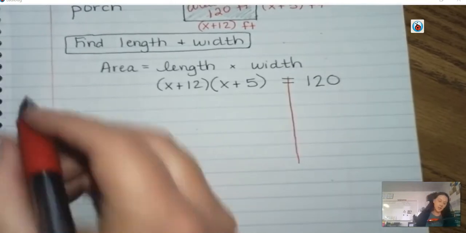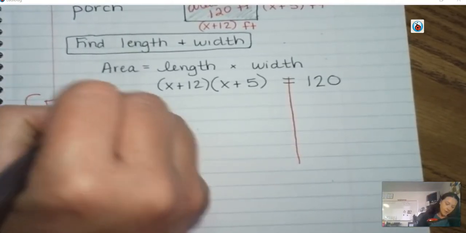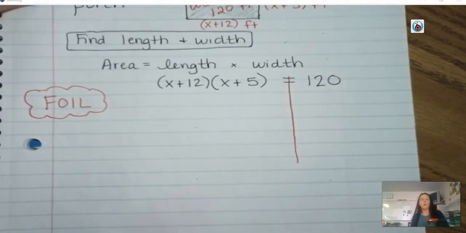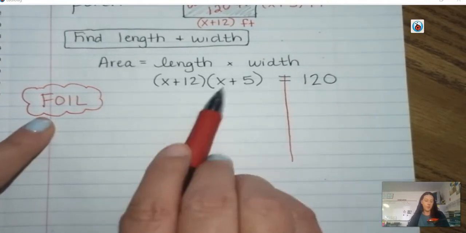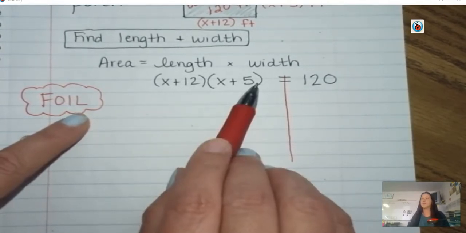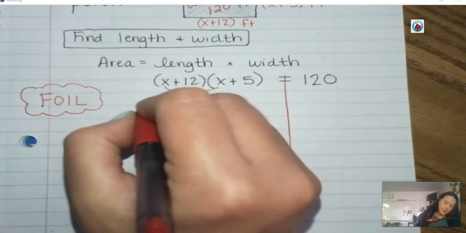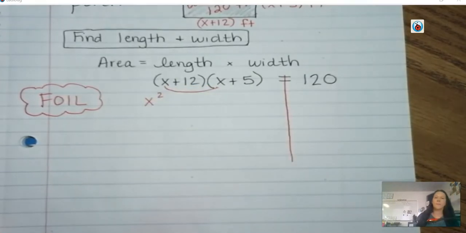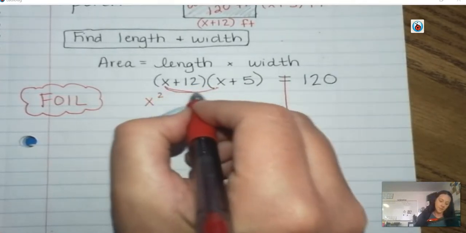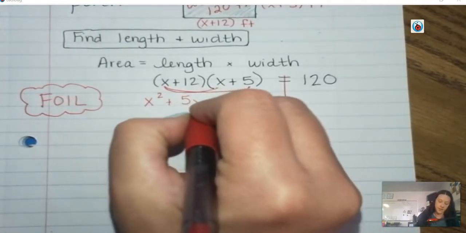The first thing we have to do is FOIL. FOIL first before you get it equal to 0. So FOIL is, remember, first, outer, inner, and last. So first we're going to do x times x, which is x squared, then x times 5, which is 5x.